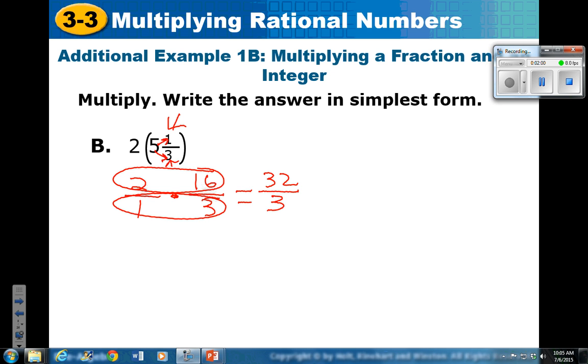Again, we have a mixed number. 3 goes into 32 10 times, with 2 left over, and keep our denominator of 3. So our answer is 10 2/3.